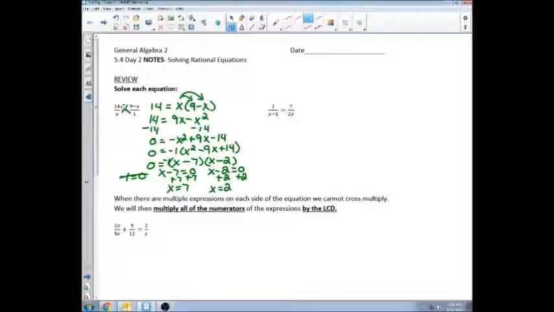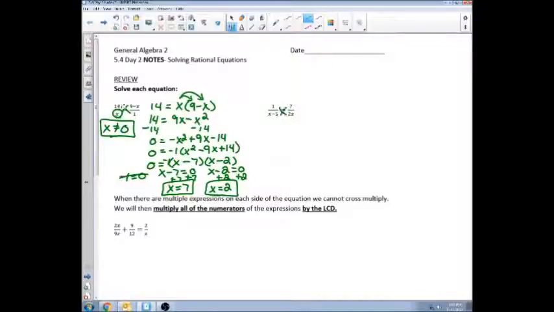Now, before I box my answers, I have to double check for my restrictions. The only restriction I have comes from x, so x cannot equal 0. So 7 is not 0, so I'm good, and 2 is not 0, so I am good. On to the second review problem.